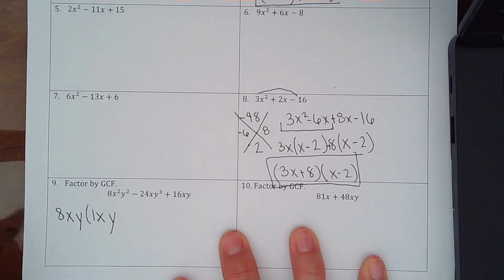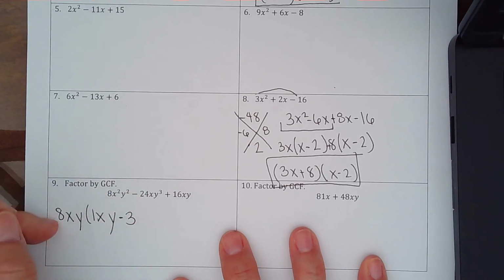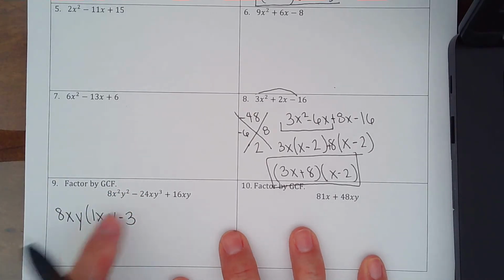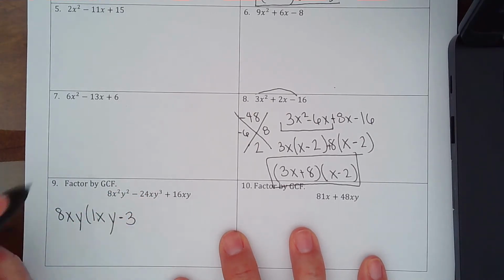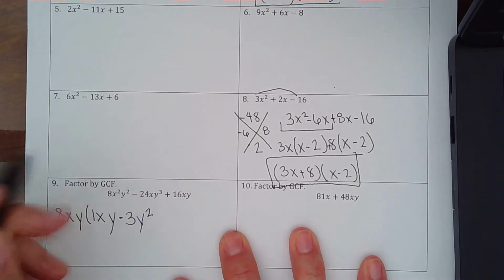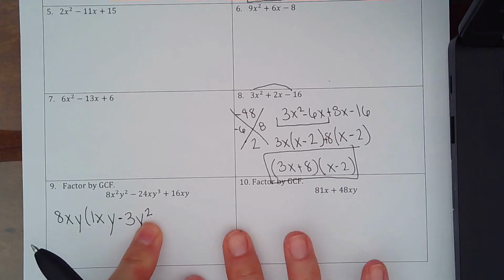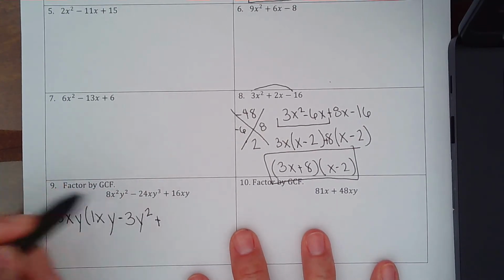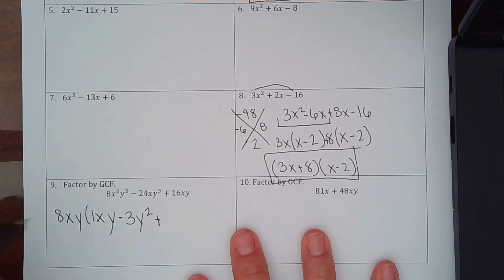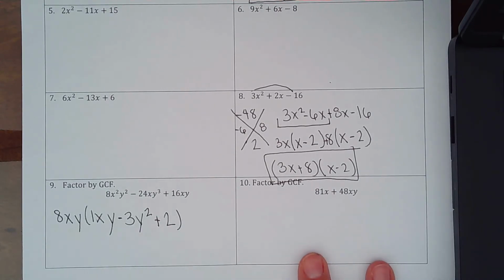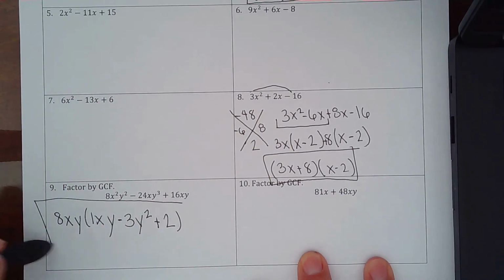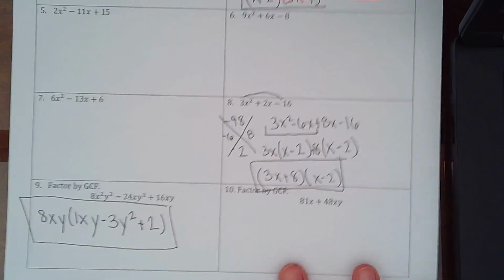Well, next up is negative 24. So that would be negative 3, right? Negative 24 divided by 8 is negative 3. I've taken that x out, so I can't use that x, but I can use 2 of the y's, because y cubed, and take one of those y's out, you have 2 y's left. And then plus 16 divided by 8 would be 2. And I've taken both of those x and y out, so those would go away. And this would be my answer. All right, I just factored out the GCF.